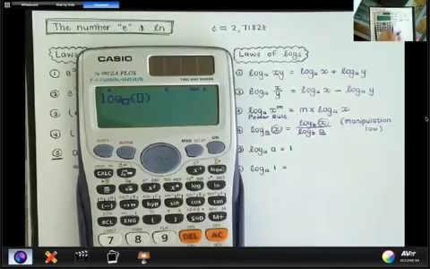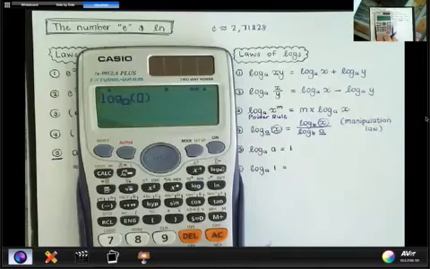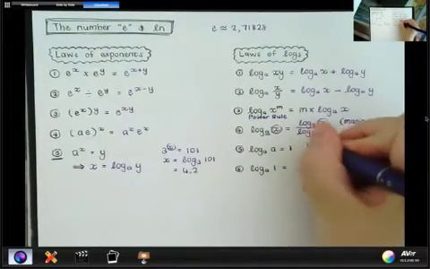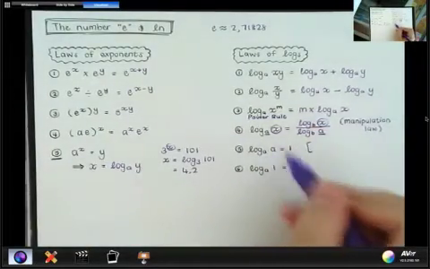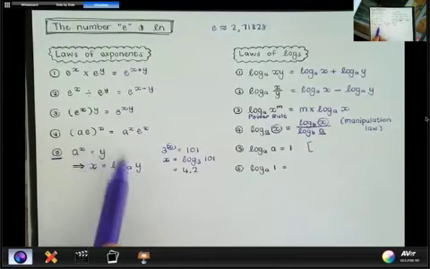Log base 10 of 10, the answer is 1. Log base 179 of 179, the answer is 1. Now the reason for that, I'm just going to do it on the side here. If we wanted to rewrite this in exponential form, here we went from exponential form to log form.